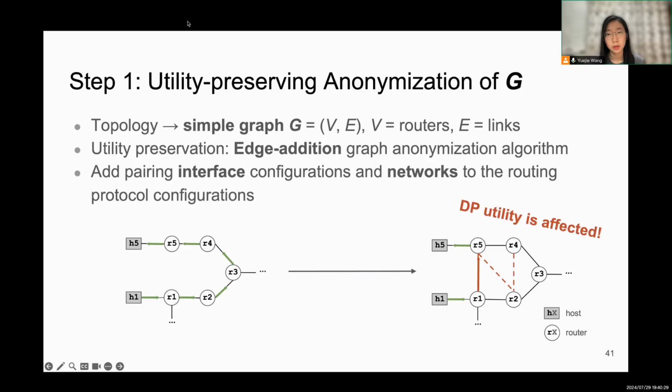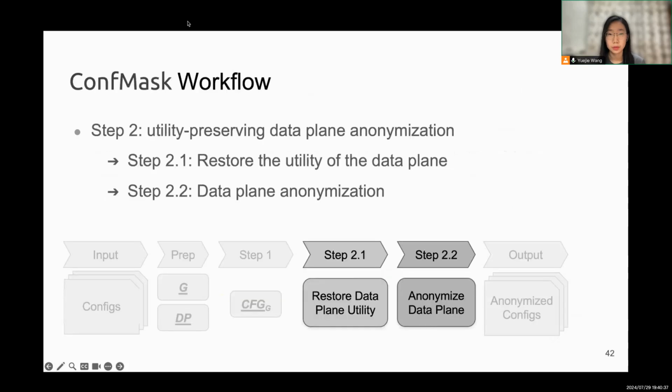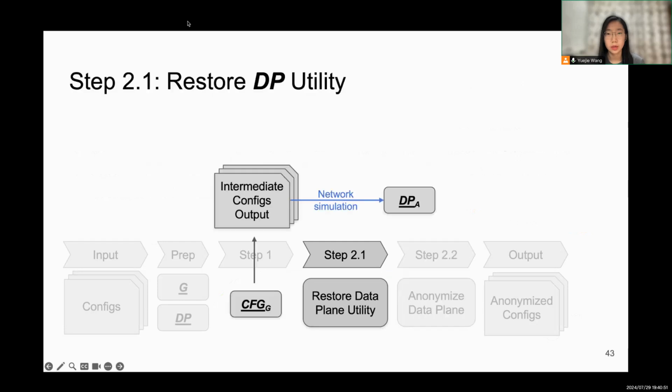After dealing with the topology, when we look at the route from host 1 to host 5, as expected, the data plane is affected by the topology changes. So we revisit our high-level workflow and break down step 2 into 2 smaller steps. First, on top of the new topology, we need to restore the utility properties according to the original data plane. Recall that the data plane utility is defined as the set of host-to-host paths.